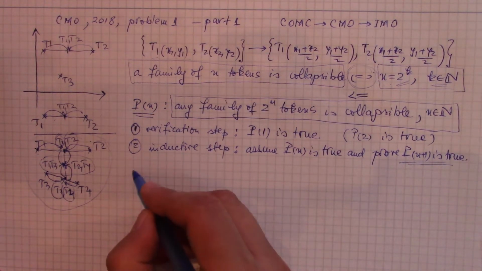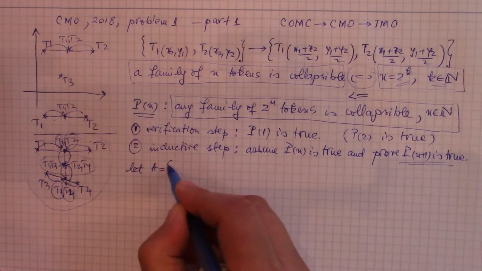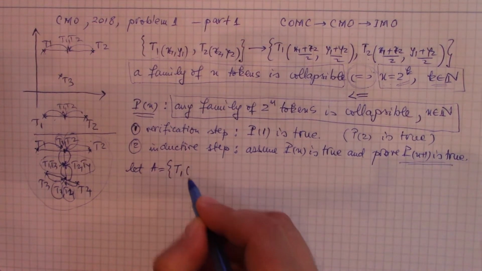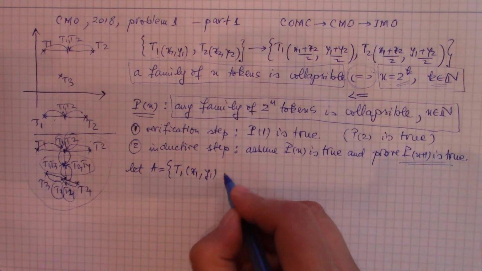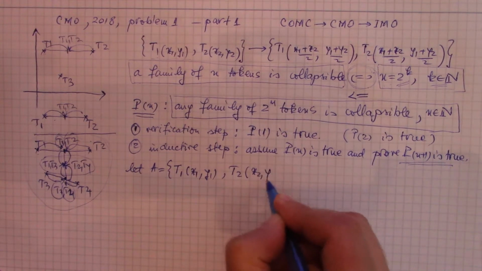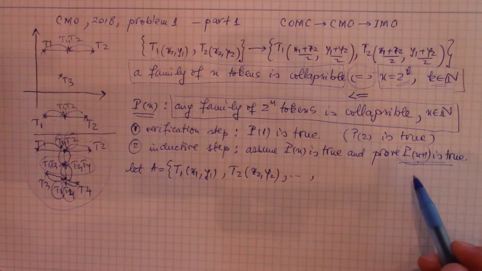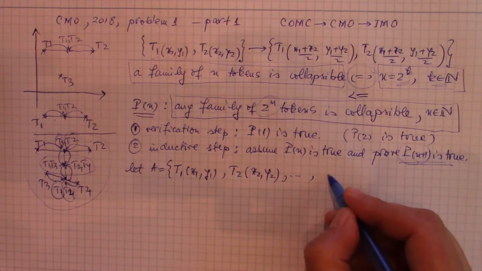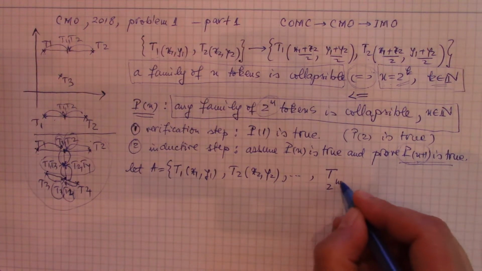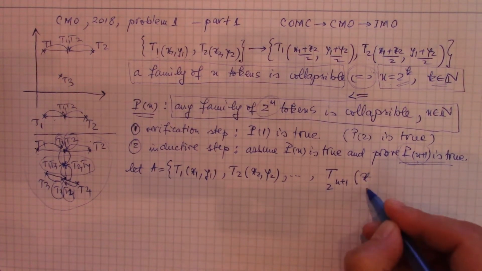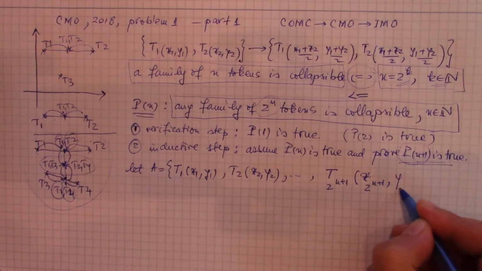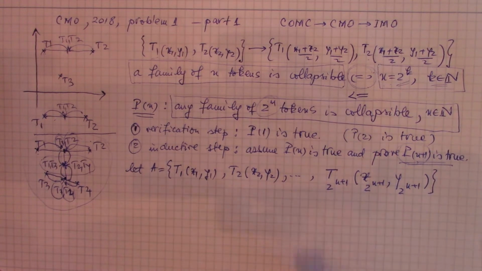Well, in order to do so, let's say that A is a set of tokens. T1 is a token with coordinates x1 and y1, T2 with coordinates x2 and y2, and so on and so forth. Because we are looking at P of n plus 1, we want a family of 2 to the power of n plus 1 tokens. So the last token would be T 2 to the power of n plus 1, with coordinates x 2 to the power of n plus 1 and y 2 to the power of n plus 1. So this is a family of 2 to the power of n plus 1 tokens.